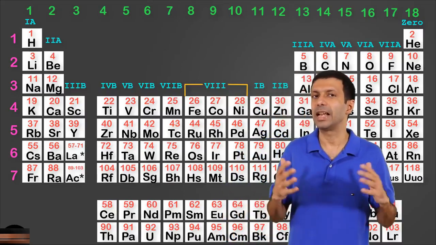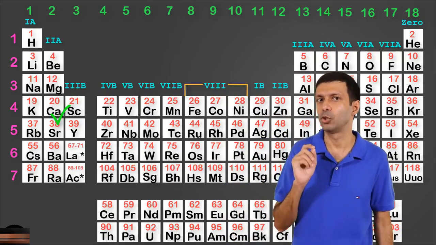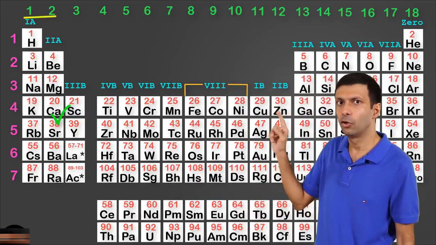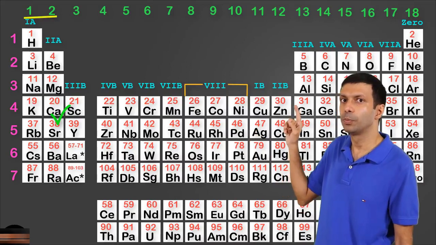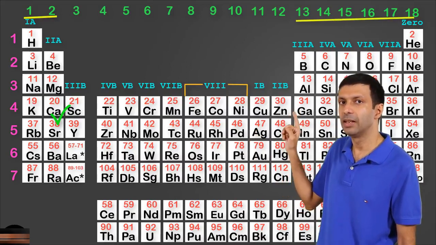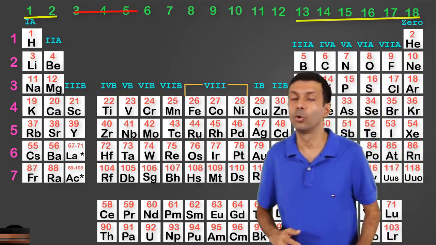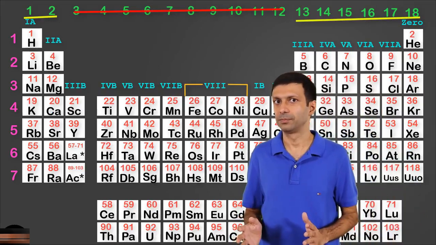Basically, you have till calcium in your syllabus, element number 20. So if you take a look, you have group 1, group 2, and then group 13, 14, 15, 16, 17 and 18 in your syllabus. You don't have the groups from 3 to 12.